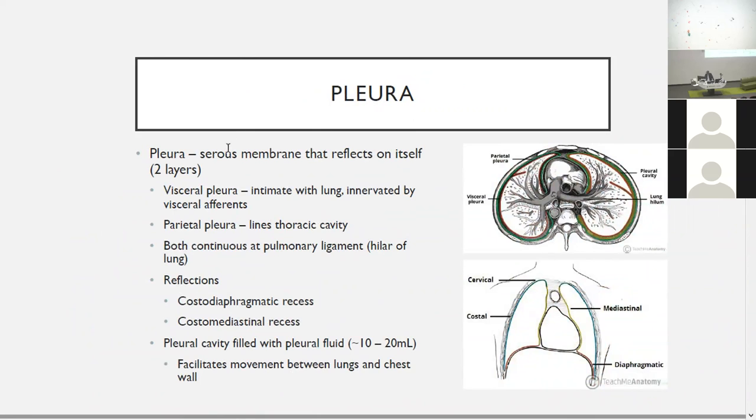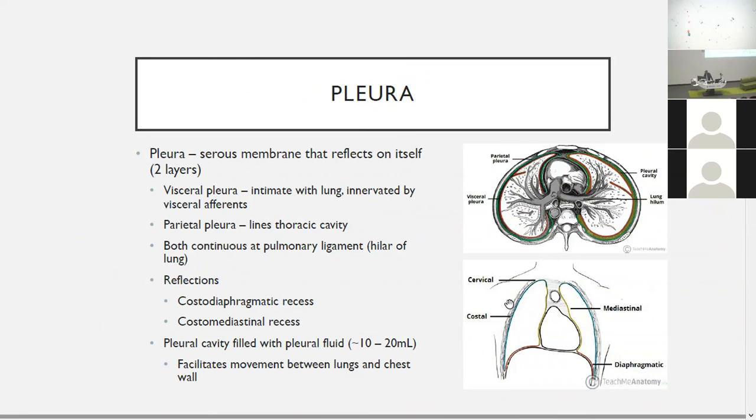So your pleura is a serous membrane which has two layers. One of the layers is attached to the lung directly, which is your visceral pleura, and then your parietal pleura is on the outer side, which lines the thoracic cavity. It's a serous membrane, which means that it produces serous fluid. You have about 10 to 20 milliliters of pleural fluid between your two layers, and this allows for movement between the two layers so that your lungs can move in and out without any friction. They're both continuous at the pulmonary ligament, which is just around the hilum of the lung.